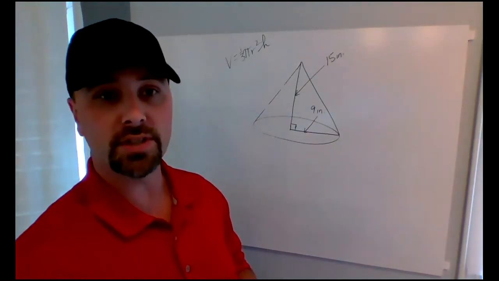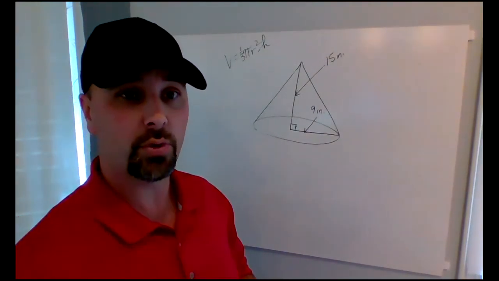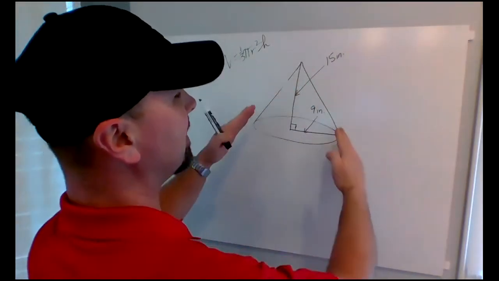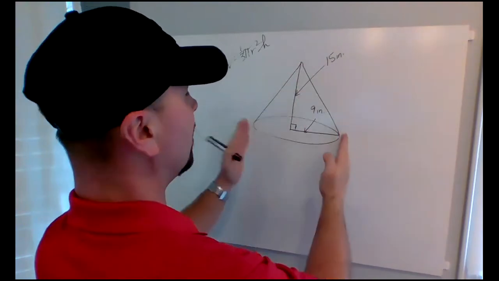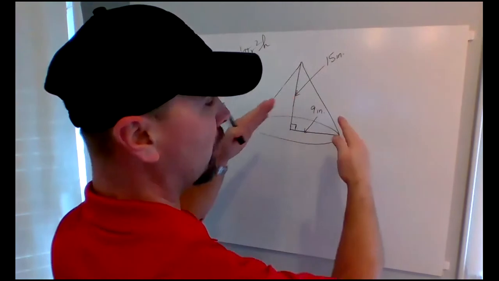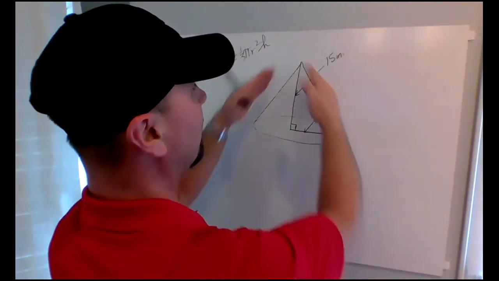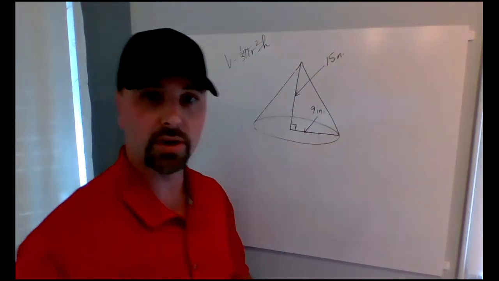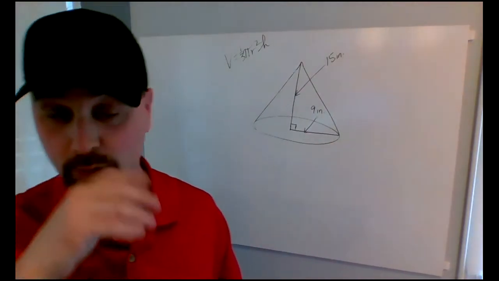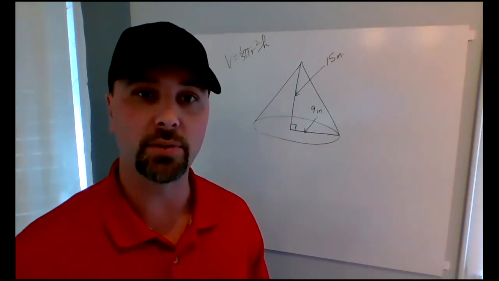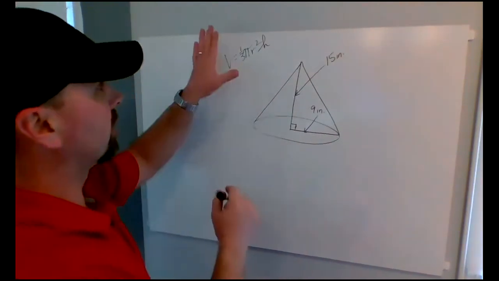So what you may notice is we had a 1/3 a minute ago for a pyramid. And so that 1/3 is going to come in anytime we go from a base up to a point. Okay, so whether that was the pyramid it went up to a point, or the cone that goes up to a point, that's where the 1/3 comes in. And so anytime you go up to a point, you're going to basically divide that volume by 3 at the end. So we're going to do that at the end.